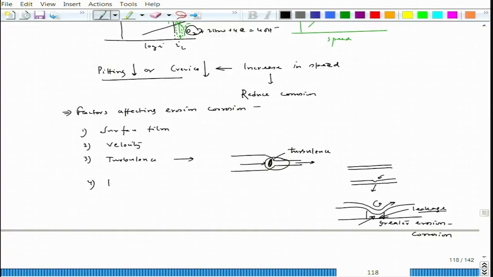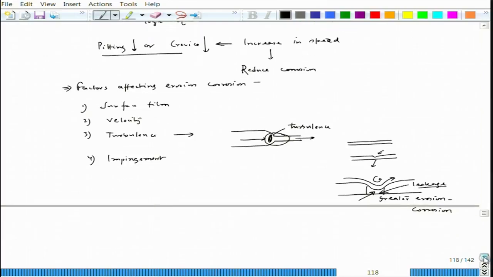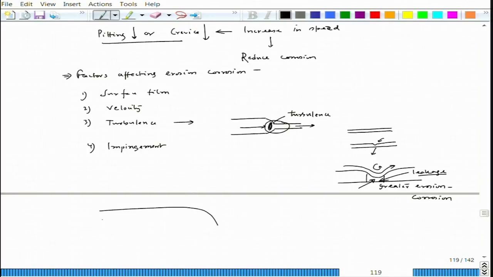Of course, then fourth is impingement. Impingement is also important. For example, if we have a pipe design like this, and let us say a slurry is moving, as we have already explained in the previous lecture, that slurry is impinging on this particular surface because there is a sharp change in direction. So that change leads to impingement at this zone, and this zone can have a high degree of erosion corrosion. Fine. So in this portion there could be a possibility of leakage also. Okay, so this is the impingement factor.